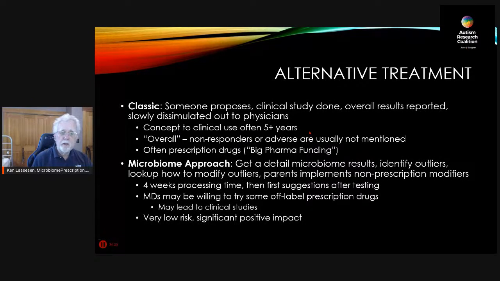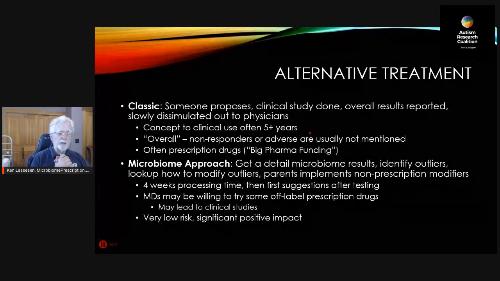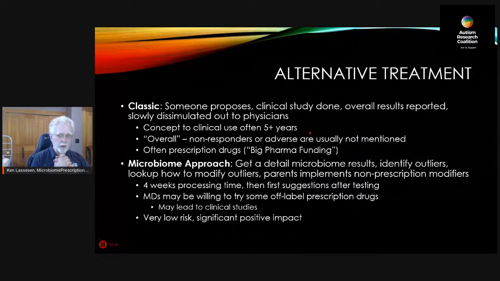And usually the studies are dealing with overall results. Non-responders or adverse responses are usually not mentioned in studies or just mentioned in passing. And more importantly, often they involve prescription drugs only because big pharma is doing the funding. So that is the classic pattern. That is what MDs were trained at university to accept as how we should go about it. The microbiome approach does an end run.